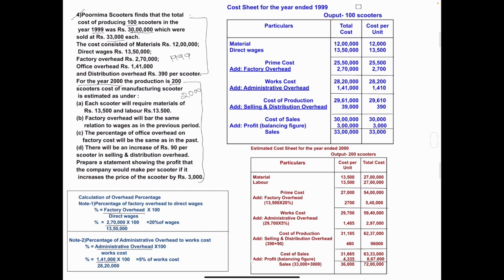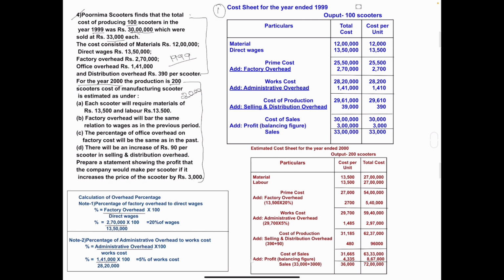Okay, in this problem, we have to prepare two cost sheets. Number 1, cost sheet for the year 1999. Second, estimated cost sheet for the year 2000. Okay, we'll start the solution.